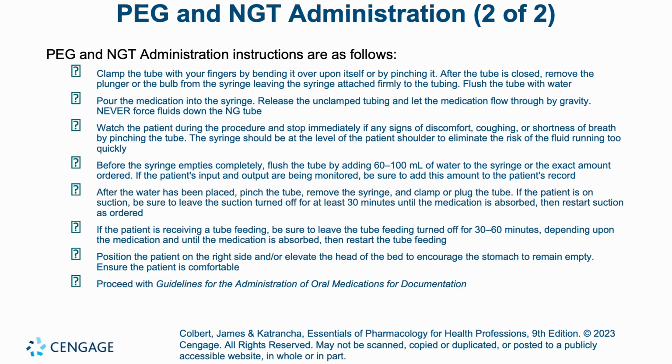Clamp the tube with your fingers by bending it over itself or pinching it. After the tube is closed, remove the plunger or bulb from the syringe, leaving the syringe attached firmly to the tubing. So oftentimes we will leave the syringe. There are different methods, but in this method, you attach the syringe into the little port in the tubing, and then you flush it with water, make sure the water goes in. You pour the medication into the syringe. If it's a powdered medication, you have to mix it with a little bit of water because you need a liquid. You pour the medication in, release the unclamped tubing, and let the medication flow through by gravity.